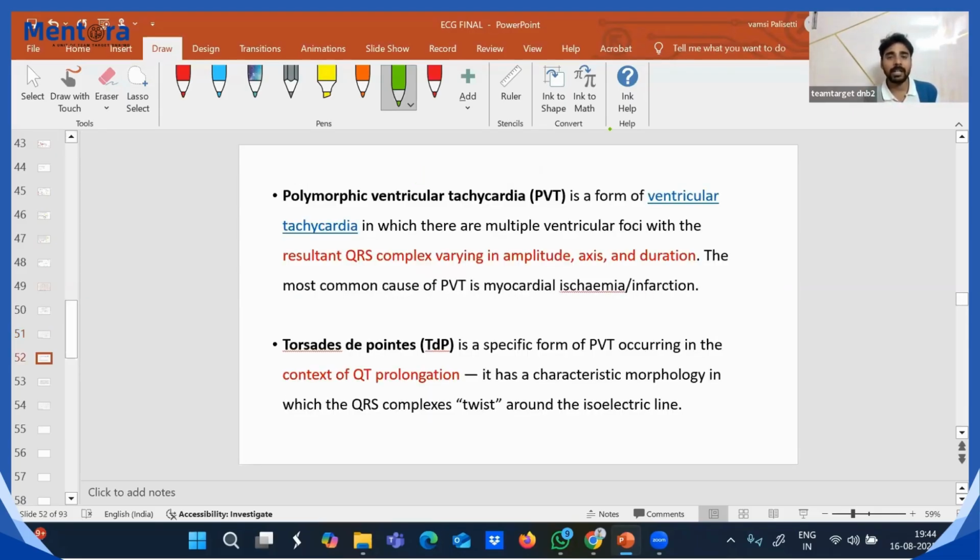So this is the definition I am writing here. There are multiple ventricular foci, with the resultant QRS complex varying in amplitude or axis or duration, anything can happen.